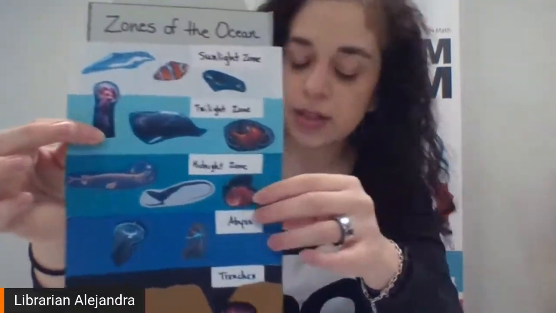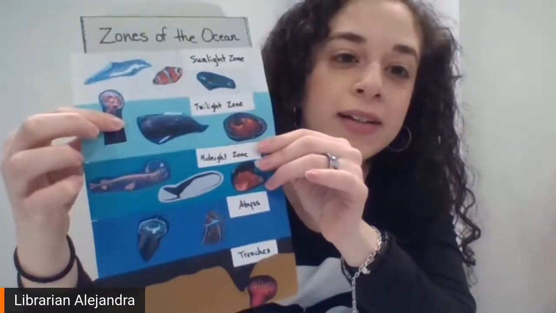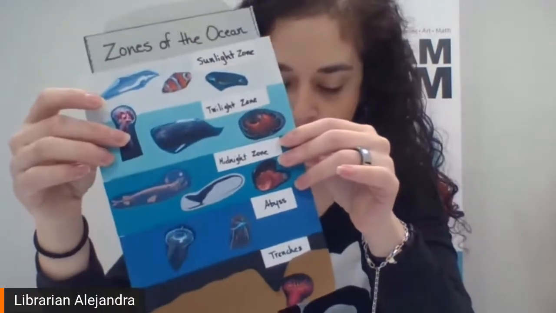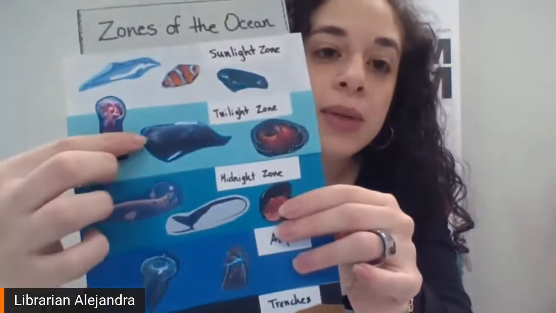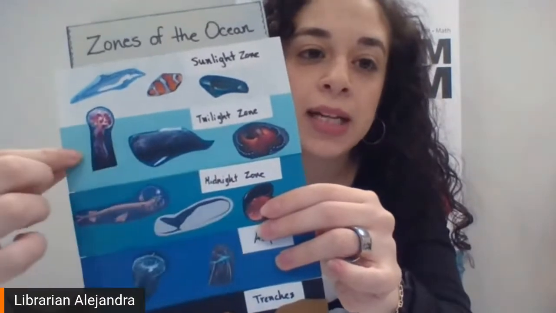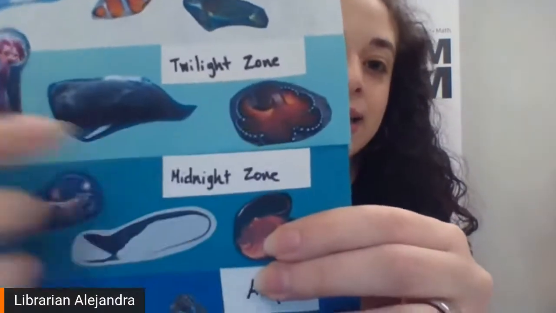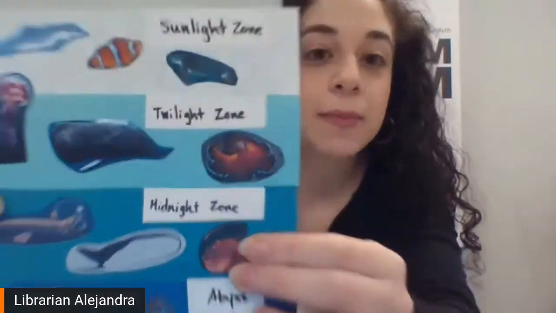Then we have the twilight zone. So it's the second layer where some sunlight goes in, but not enough for plants to grow. So then we get kind of deeper animals. We got jellyfish, some whales, and some bioluminescent octopuses. Octopi.